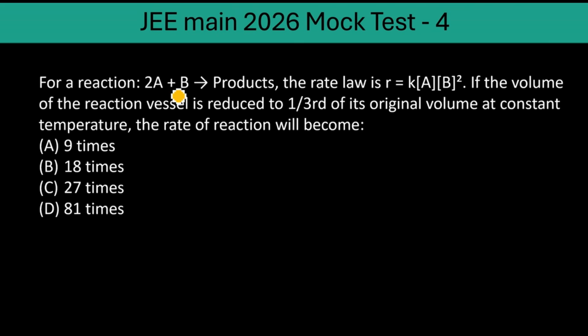The reaction 2A plus B gives product. The rate law R is given. If the volume of the reaction vessel is reduced to 1/3 of its original volume at constant temperature, the reaction will become.